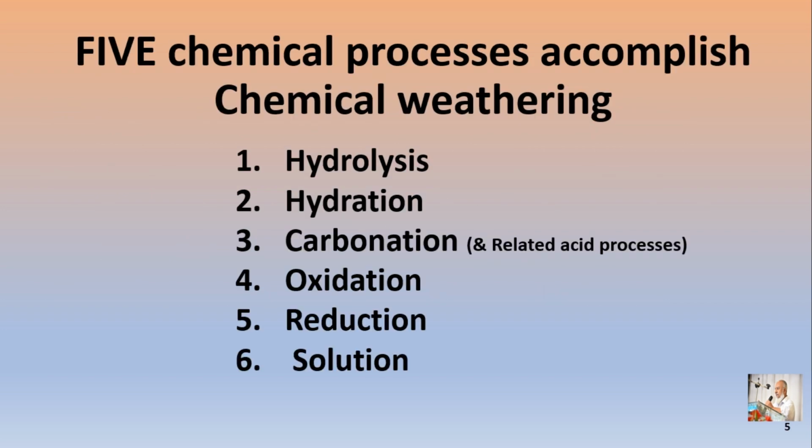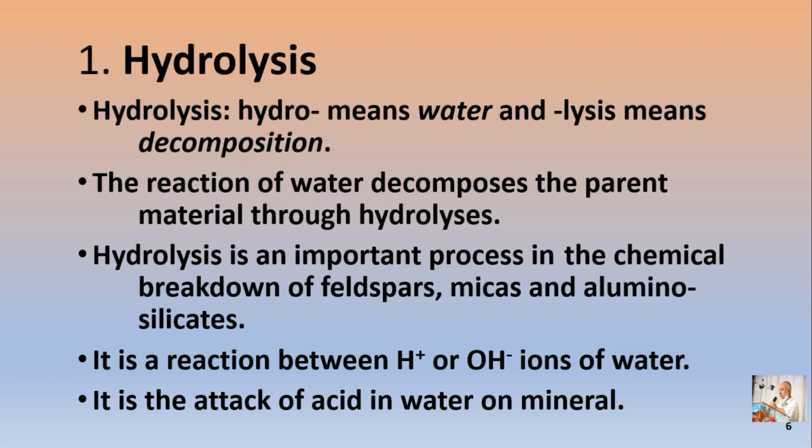5 chemical processes accomplish chemical weathering: hydrolysis, hydration, carbonation, oxidation, reduction, and solution. I have written 5, but these are 6. So generally 5 are considered because hydrolysis, hydration are included sometimes in the solution, so we have separated them here. Hydrolysis.